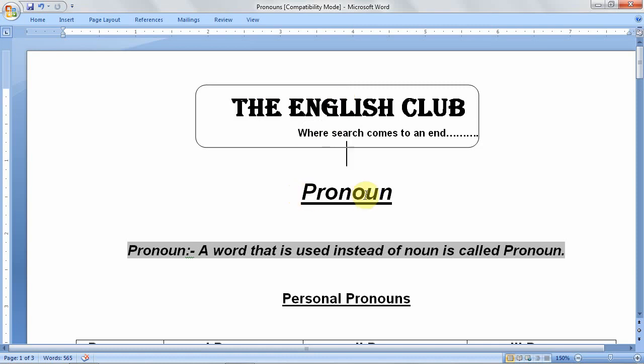In the previous topic we learnt about noun. Today we will be dealing with pronoun. So what is a pronoun? A pronoun is a word that is used instead of a noun. Whenever there is a repetition of a noun, instead of repeating the same noun, we always use some words, and they are in the category of pronouns.